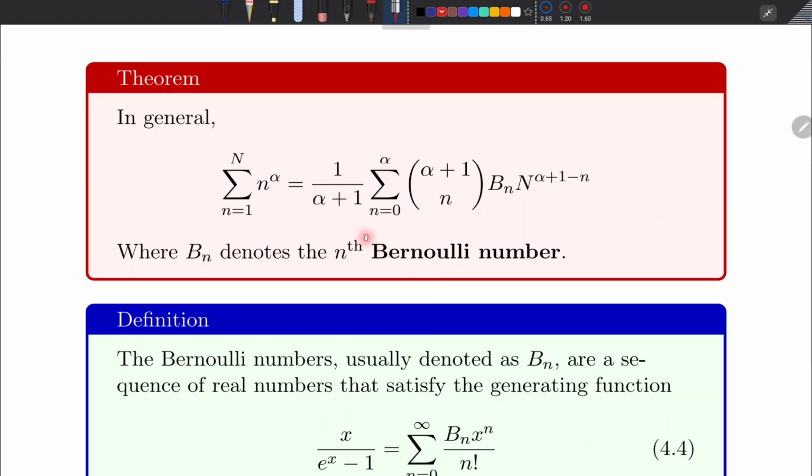And now I can see some Bernoulli numbers. Wait a second, we have a theorem. The sum as small n equals 1 to capital N of n to the alpha equals 1 over alpha plus 1 times the sum as small n equals 0 to alpha of alpha plus 1 choose n times B sub n, where capital B sub n is just the Bernoulli number, times capital N to the alpha plus 1 minus n. Oh my goodness, and literally this is my first time to encounter this as well.